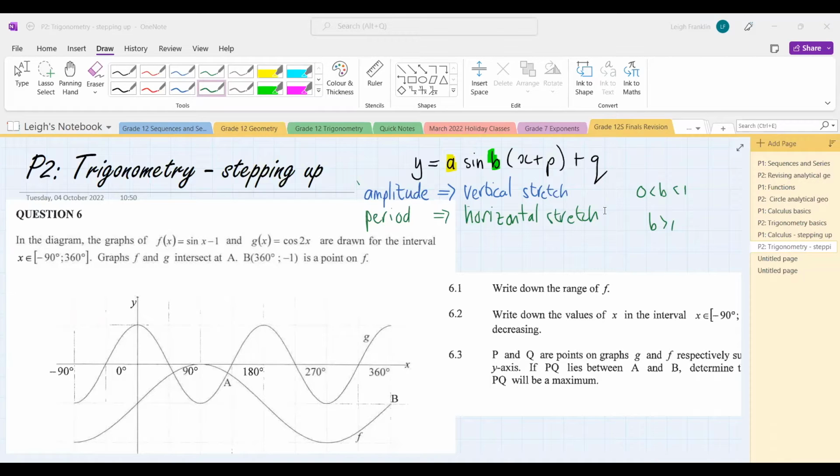Okay. So when we change the period, we're changing how often the graph repeats itself. If b is a value between 0 and 1, the graph repeats itself less frequently than it normally would. And if b is greater than 1, then the graph repeats itself more frequently. So when b is greater than 1, the graph is going to be compressed or pushed together, and when b is a value between 0 and 1, the graph is going to be stretched. What do the letters p and q represent? What does p change?